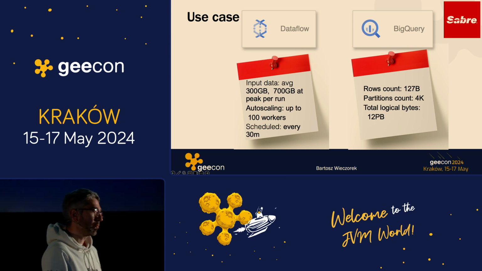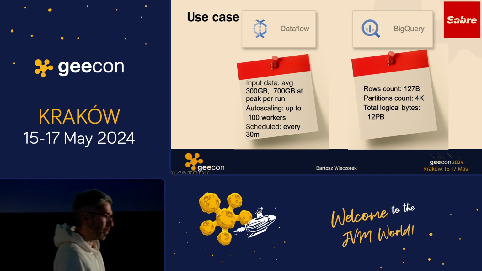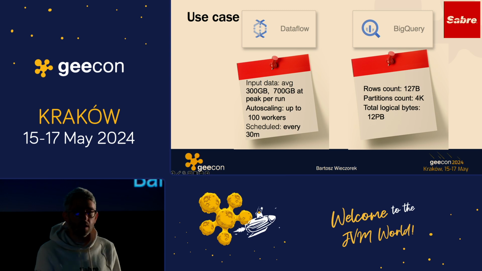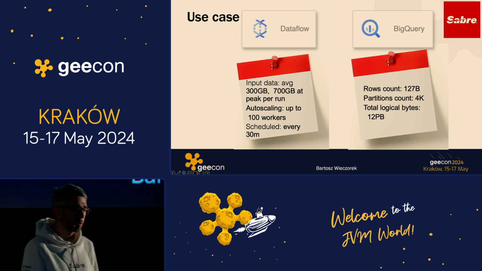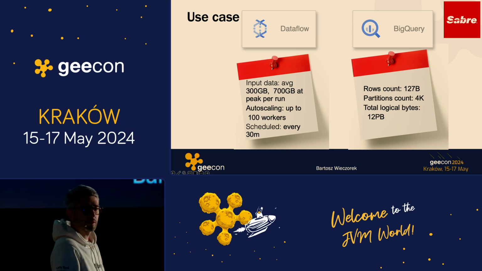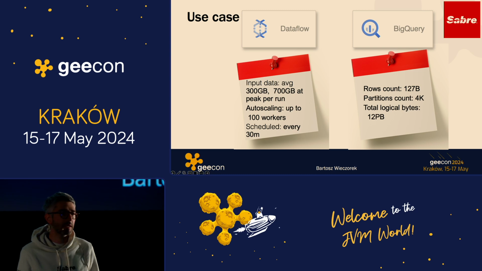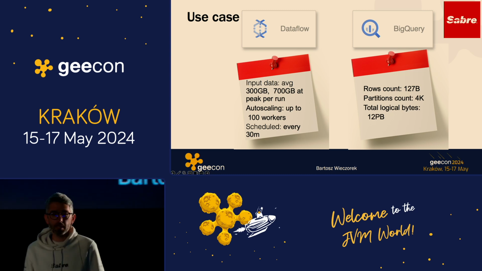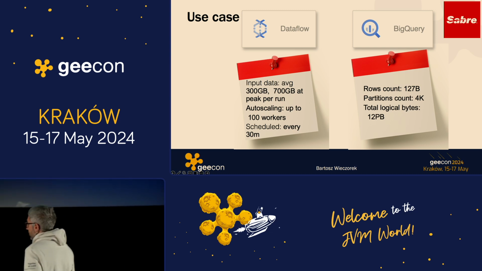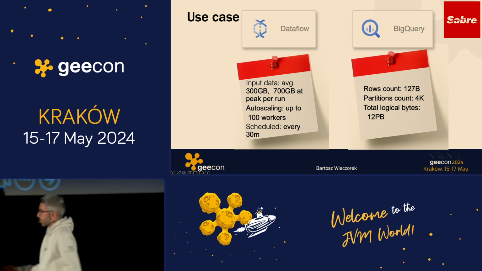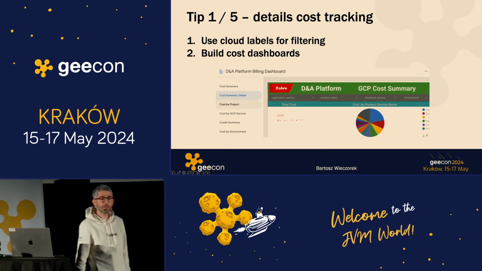And we utilize GCP virtual machines auto-scaling to adjust to the demand for the peak and the lower traffic. We store the data in BigQuery using the maximum possible number of partitions, which is 4,000. Essentially, we now have in the table 12 petabytes of data and 127 billion rows. So it's a massive amount of data just for a single project. As you now know the context, I will share with you the first tip.